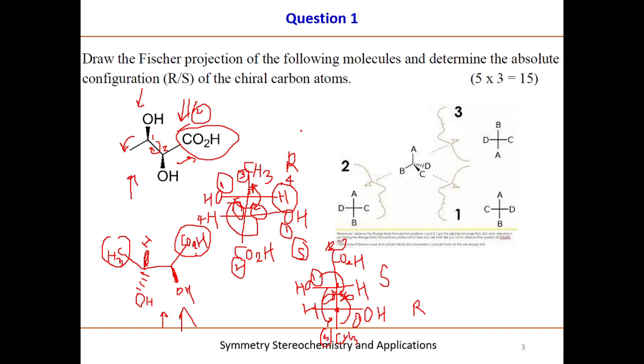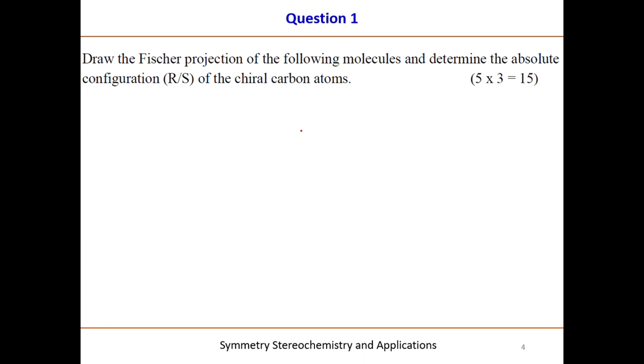Now we will solve the other example also. This is the second example. Again we have to draw the Fischer projection first, then we will find out the absolute configuration of the molecule. So first we have to write the longest linear chain on the vertical line. So I am writing the vertical line here, and the two substituents at the top and bottom positions are the aldehyde and methyl group. So I am writing CHO and the methyl group here.